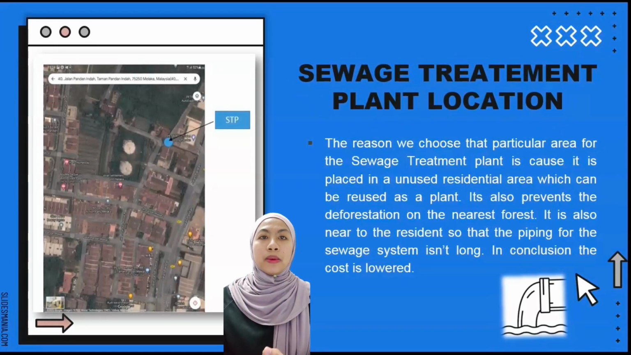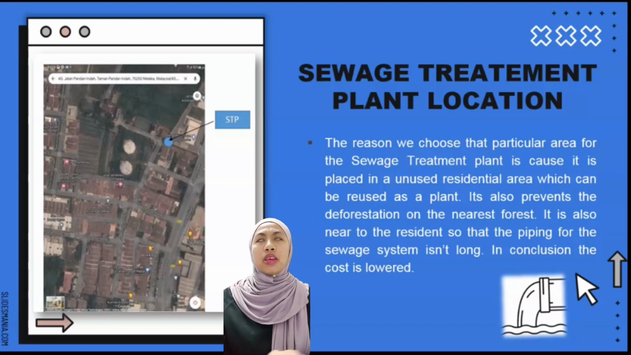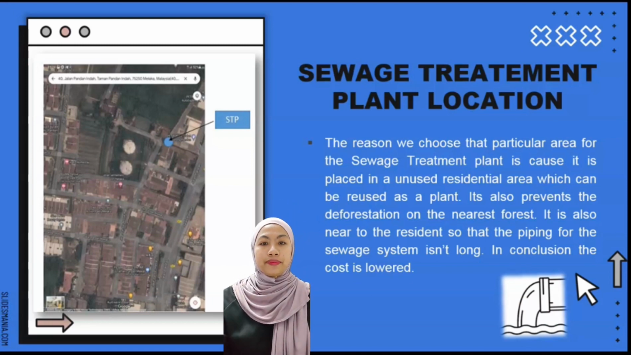The reason we choose the particular area for the sewage treatment plant is because it is placed in an unused residential area which can be used as a plant. It also prevents deforestation of the nearest forest. It is also near to the residents, so that the piping for the sewage system is not long. In conclusion, the cost is lowered.